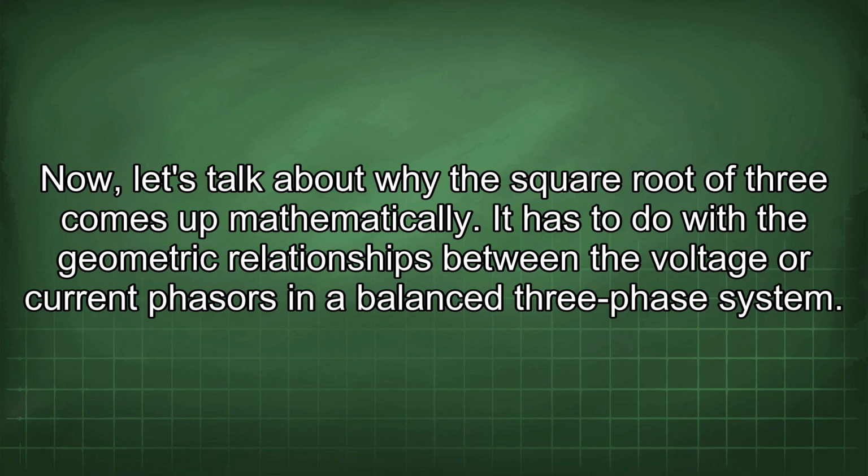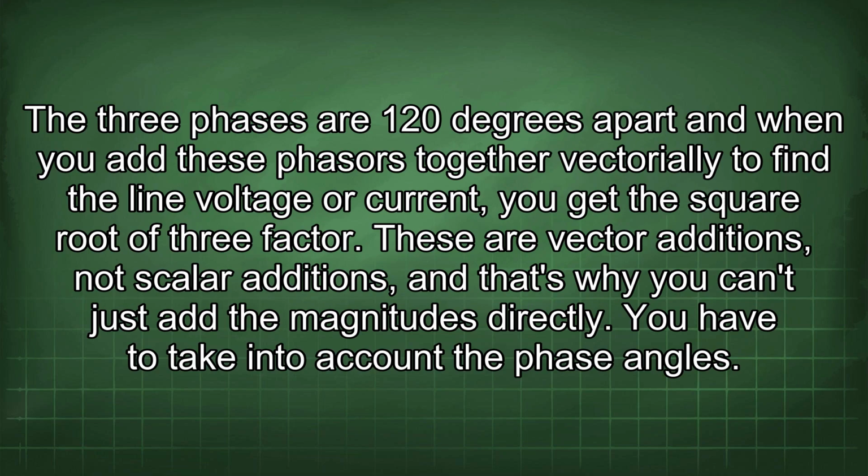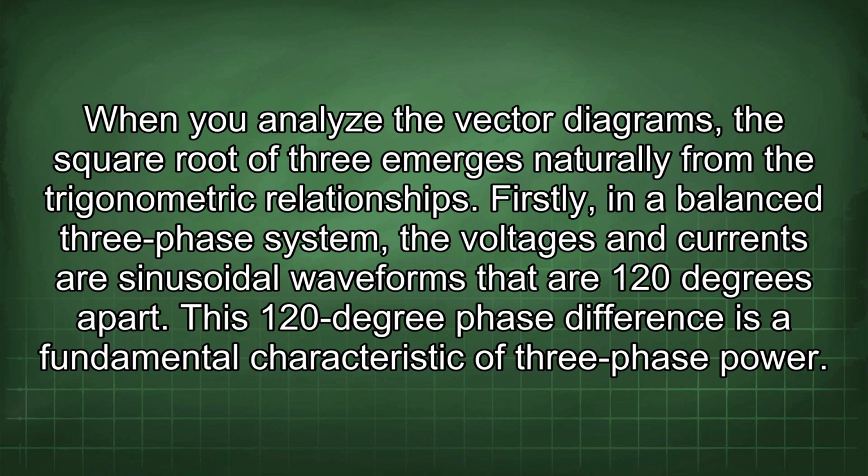It has to do with the geometric relationships between the voltage or current phasors in a balanced three-phase system. The three phases are 120 degrees apart, and when you add these phasors together vectorially to find the line voltage or current, you get the square root of 3 factor. These are vector additions, not scalar additions, and that's why you can't just add the magnitudes directly. You have to take into account the phase angles. When you analyze the vector diagrams, the square root of 3 emerges naturally from the trigonometric relationships.